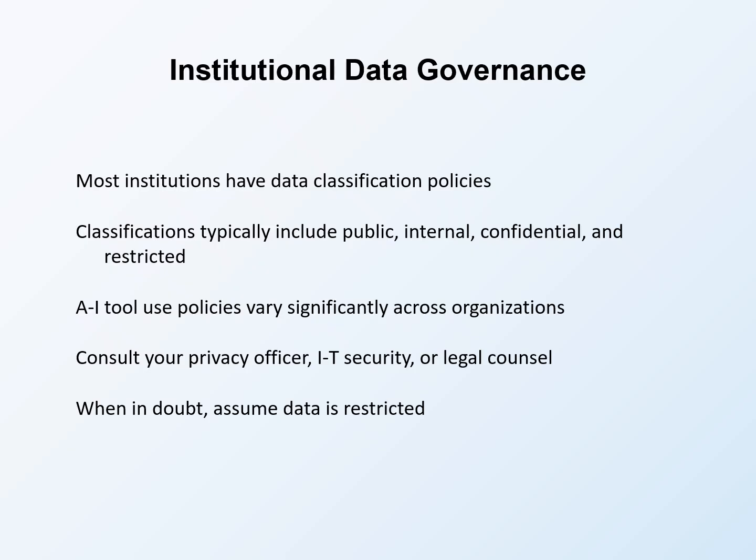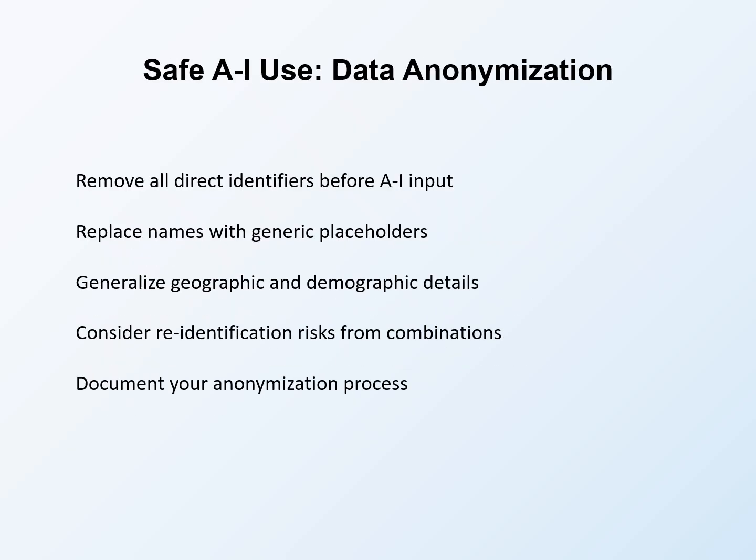If your institution lacks explicit AI guidance, apply your existing data classification policies. As a default practice, assume data is restricted until you confirm otherwise. The temporary inconvenience of checking policies is far preferable to the consequences of a data breach. When you need AI assistance with content that relates to real situations, data anonymization provides a pathway for safe use. Anonymization involves removing or obscuring identifying information so that individuals cannot be identified from the data.